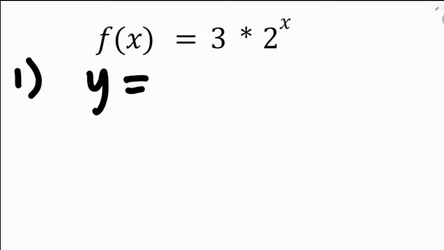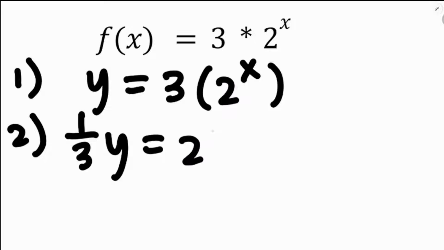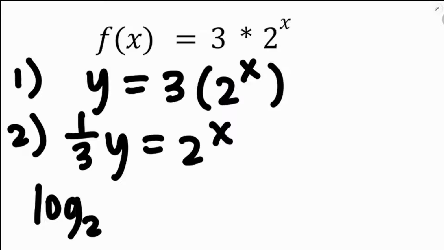y equals 3 times 2 to the x. Step 2, solve for x. Divide by 3. Take the natural log of both sides. I mean, not the natural log, the log with base 2 of both sides.